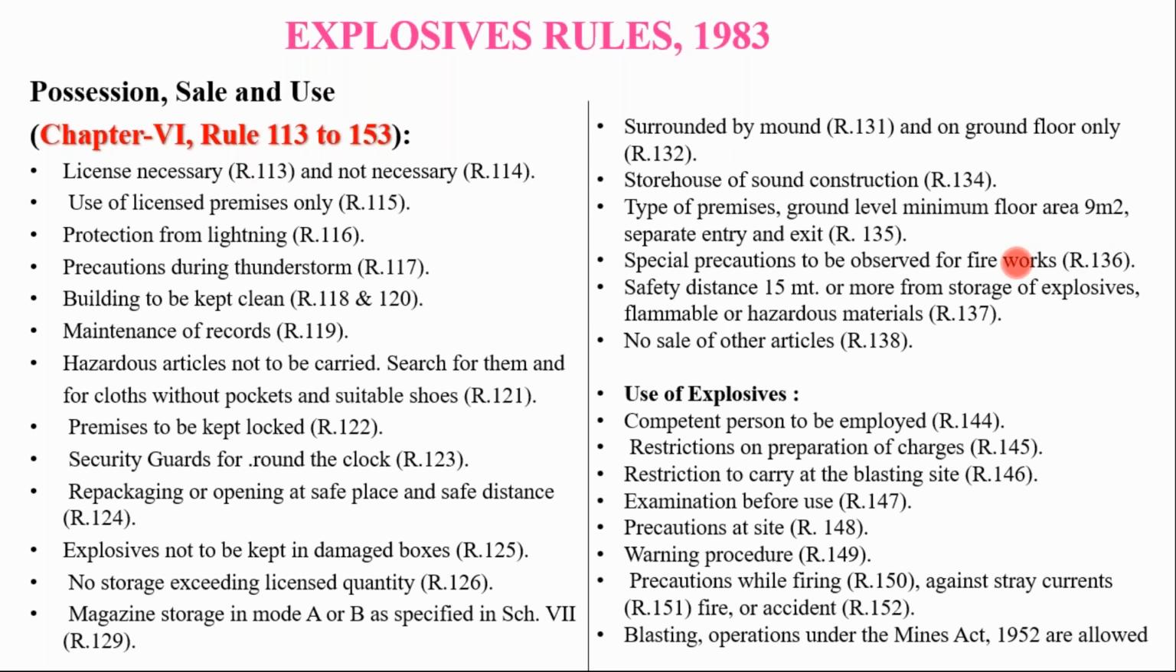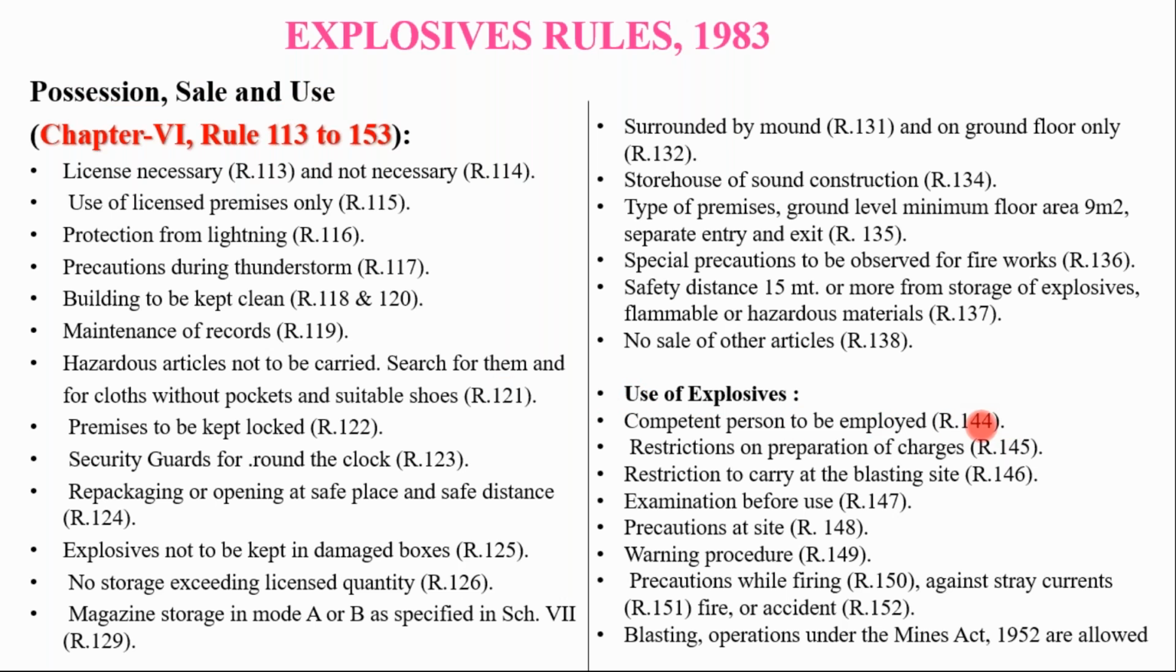136 is related to the fireworks precautions. 137 is related to the safety distances, that is 15 meters or more from the storage of explosive, flammable, hazardous material. 138 is related to the no sale of other articles. Many of the contents are repeated, but it is specially for the possession, sale and use only. In the previous case, that was for the manufacturing. In the previous case, that was for the import and exports. So similar guidelines are for the possession of explosive, sale of explosive and use of explosive.